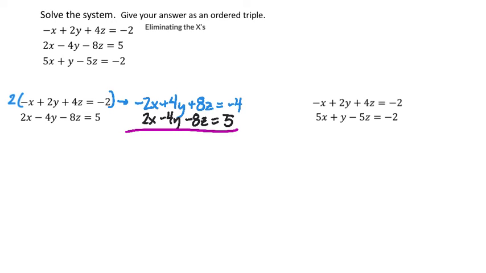Now the original intent here was to eliminate the x's, and we've done that successfully. The problem is that I've eliminated the y's and also the z's, which means on the left side of this equal sign, I really just have 0. I have nothing on the left, just 0. But on the right, you can see that we would have negative 4 plus 5, which is 1.